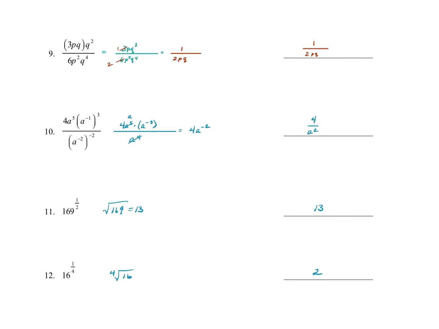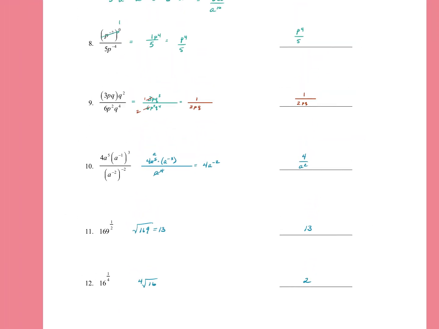11 gets into the fractional exponents. So remember, 1/2 is the same thing as the square root. That's 13. And 4th root of 16 is 2. When you break down that 16, there are 4 2's there. Questions on this page?